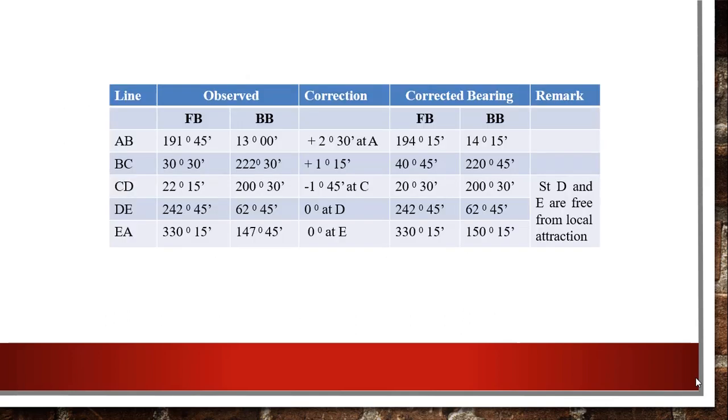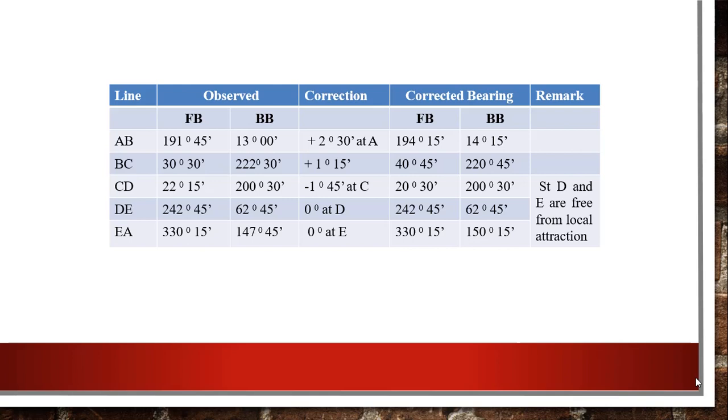At last you have to write down the values into the given format, that is line AB. What bearings did you observe over the field? That is forebearing and back bearing. After that you have to add the correction table, whatever corrections you applied at stations A, B and C, and D and E are already free from local attraction, therefore 0 degree correction is applied at stations D and E. Now the corrected forebearing obtained by applying the correction is written over here in the given format.